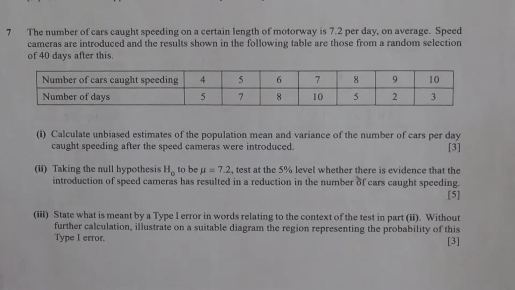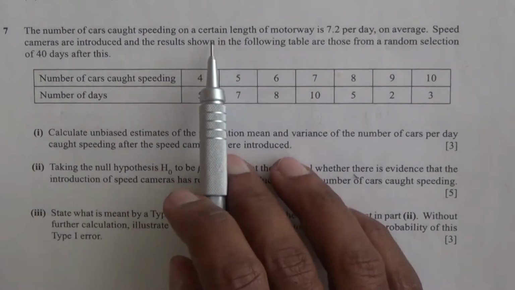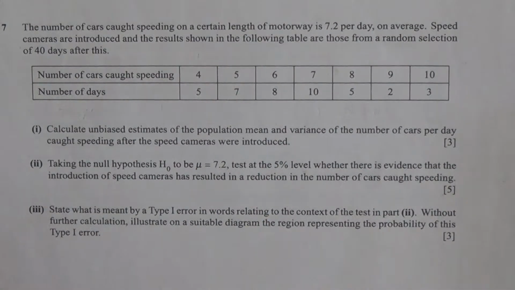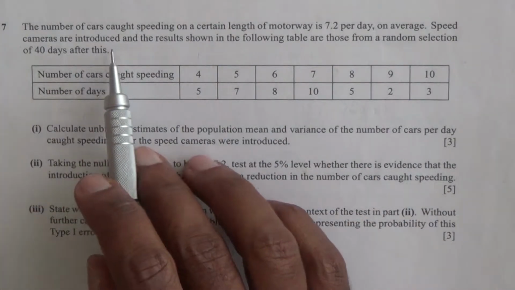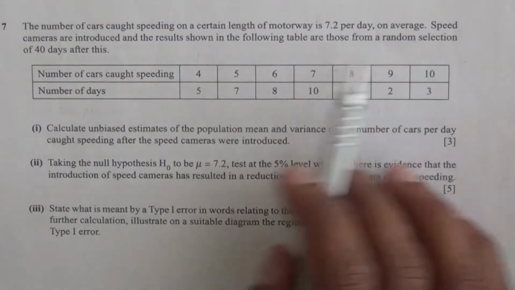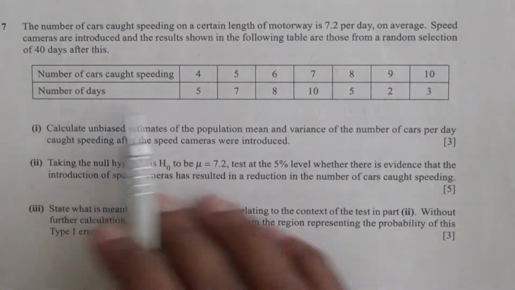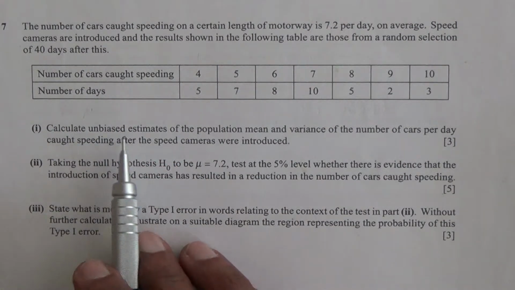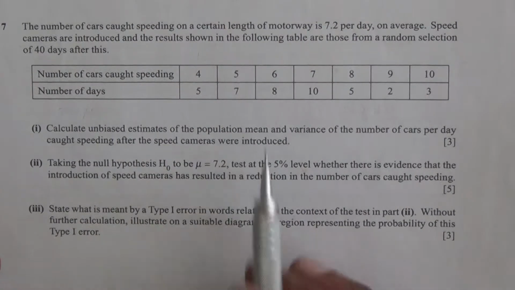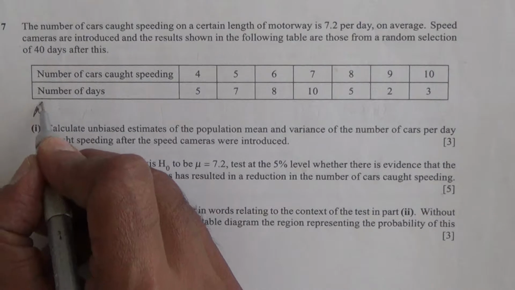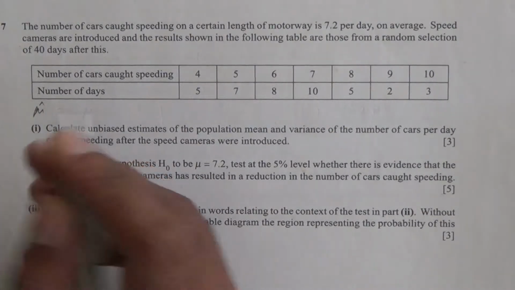Okay, for question number 7, the number of cars caught speeding on a certain length of motorway is 7.2 per day on average. Speed cameras are introduced and the results shown in the following table are those from a random selection of 40 days after this. This is your distribution and you need to calculate an unbiased estimate of the population mean. Unbiased estimate of the population mean is going to be, let's take a look.